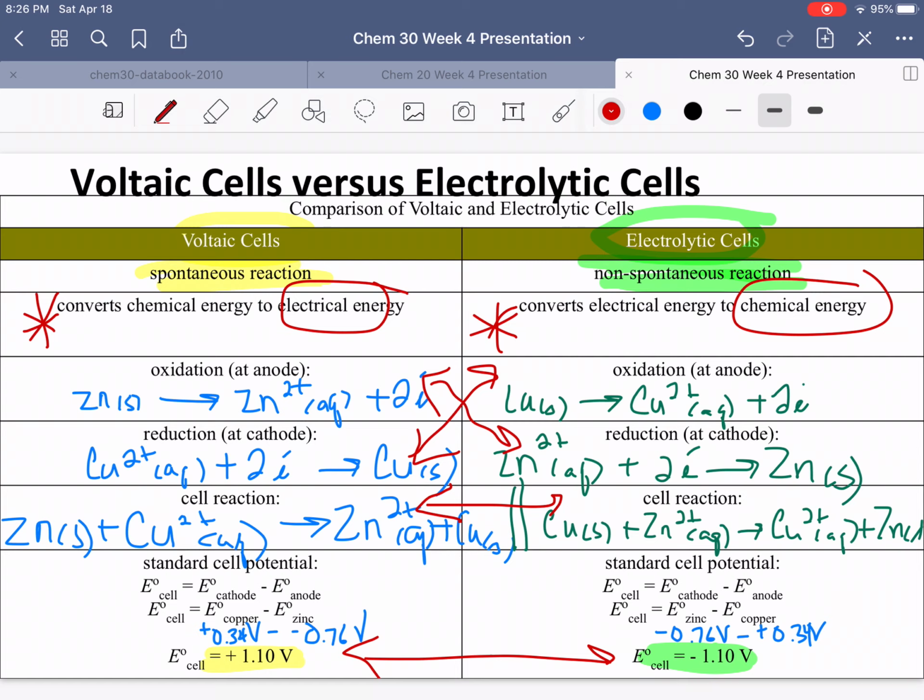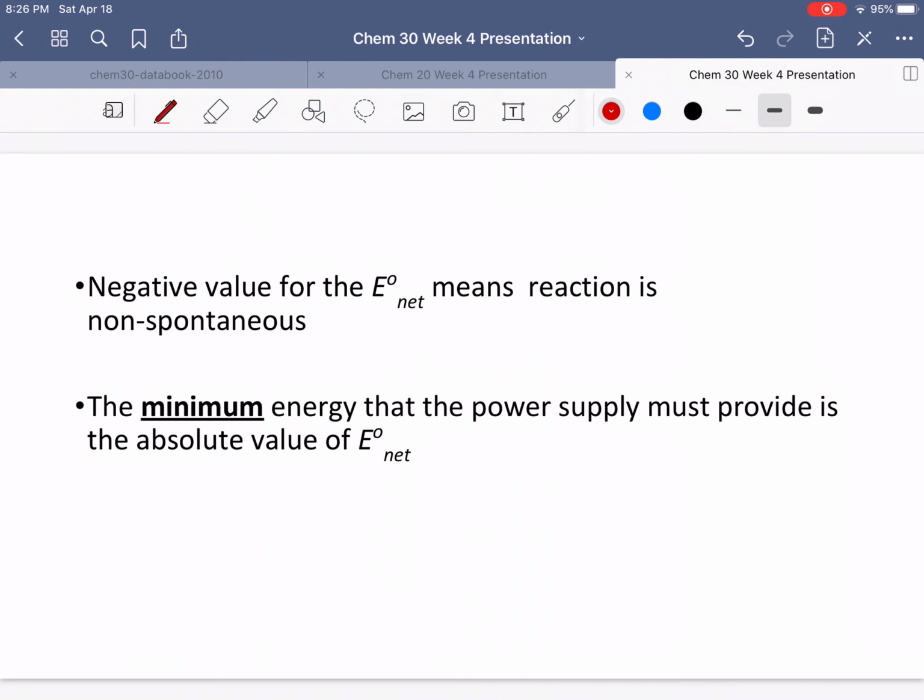Regardless, one of the similarities is that no matter what, anode is where oxidation occurs. The anode always loses electrons. And vice versa, reduction always occurs at the cathode. It's always where the gaining of electrons happens. No exception.